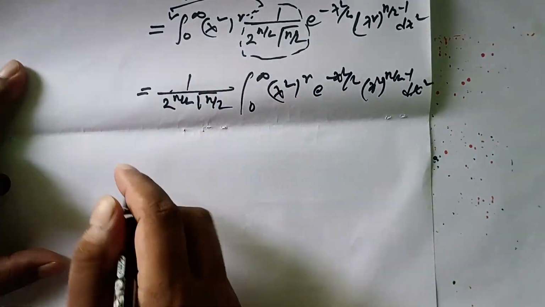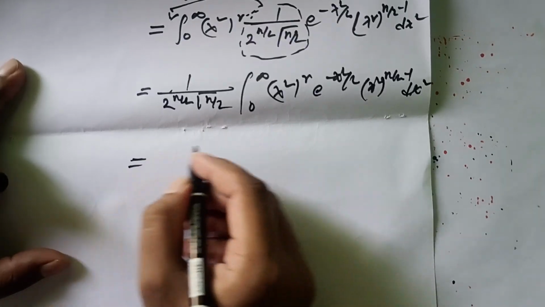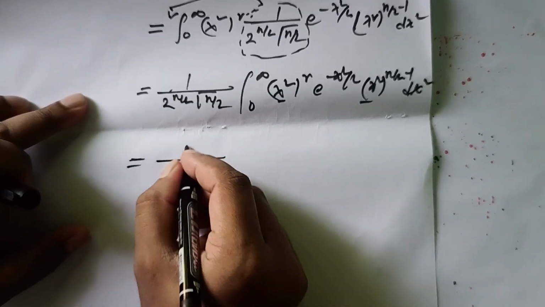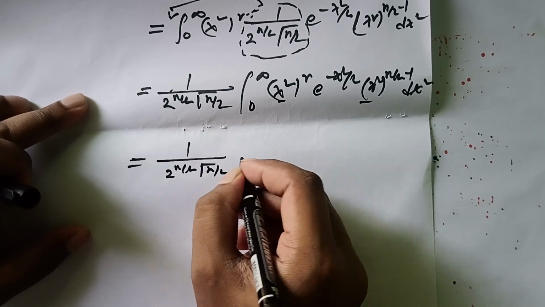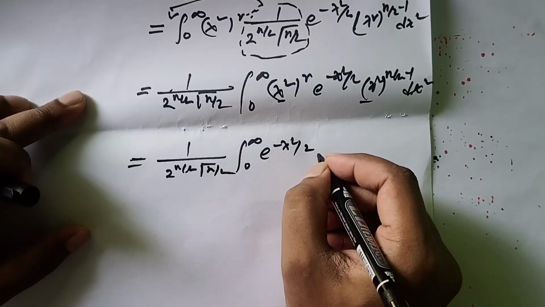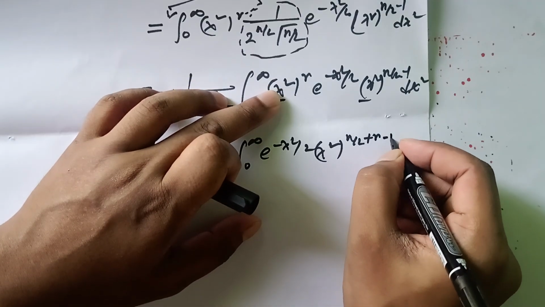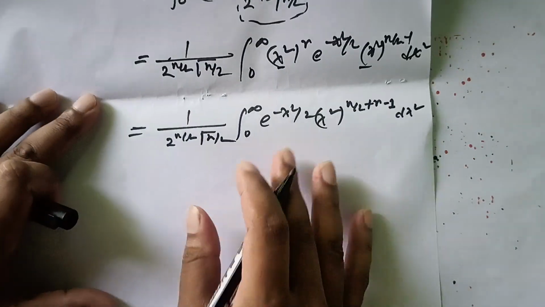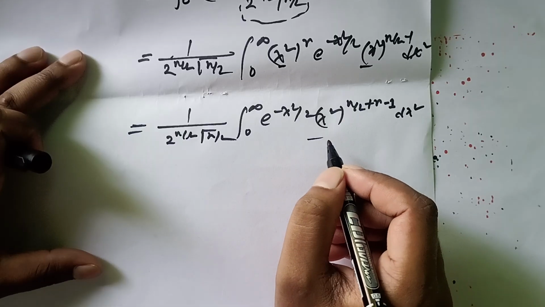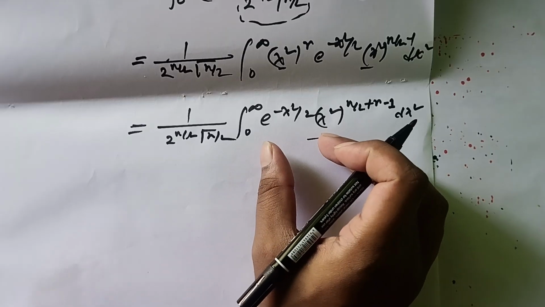Next, you can see there are two chi-square terms, so we can add up their powers: 1 by 2 to the power n by 2 gamma n by 2, 0 to infinity, e to the power minus chi-square by 2, chi-square to the power n by 2 plus r minus 1 d chi-square. Now this integration is pretty much difficult for us. For this complex integration, we try to do it in an easier way.